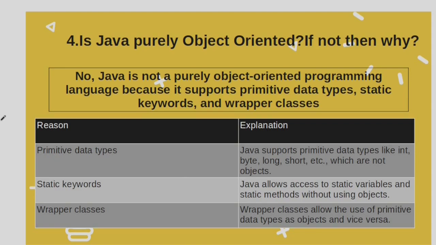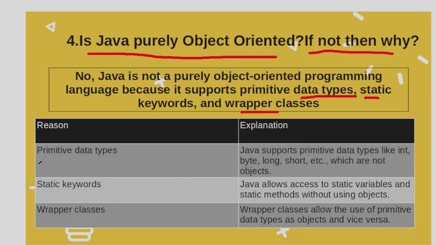So now let's see our last question. It's the last question. Is Java purely object oriented, and if not then why? Okay, so is Java purely object oriented? The answer is no. Why no? Because Java is not purely object oriented programming. Why so? Because it supports primitive data types, static keywords and wrapper classes. In primitive data types we have int, float, double, this kind of primitive data types. That's why we can say that no, Java is not purely object oriented. Java is an object oriented programming language, but it is not purely object oriented.